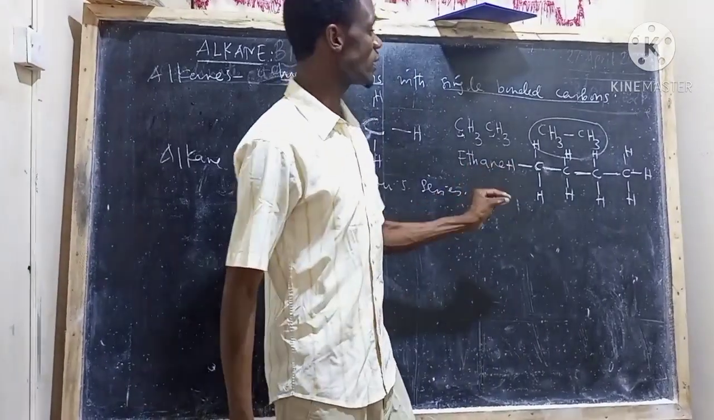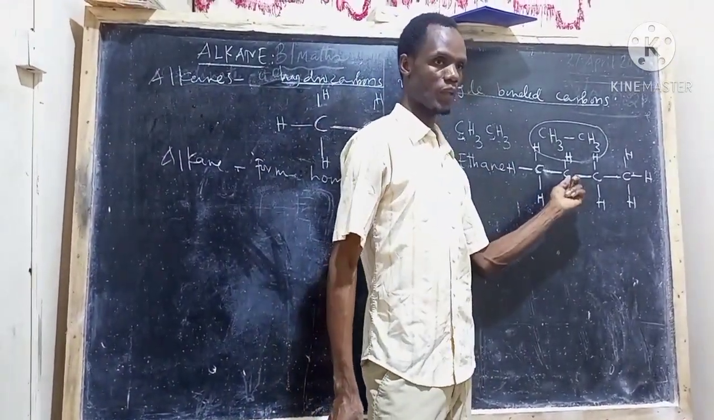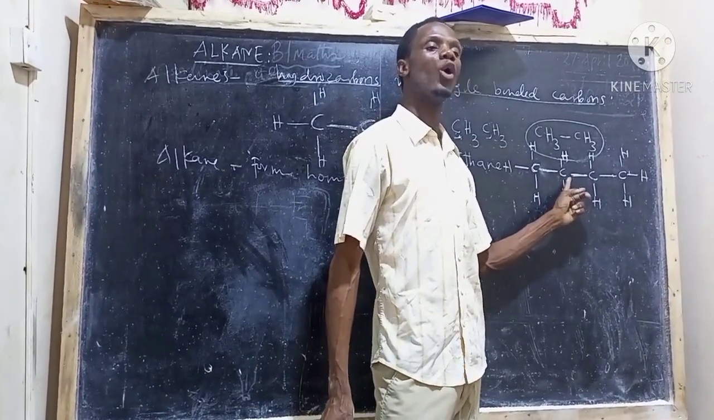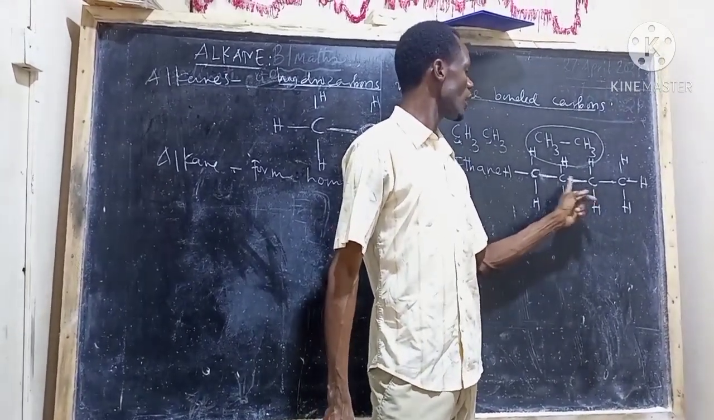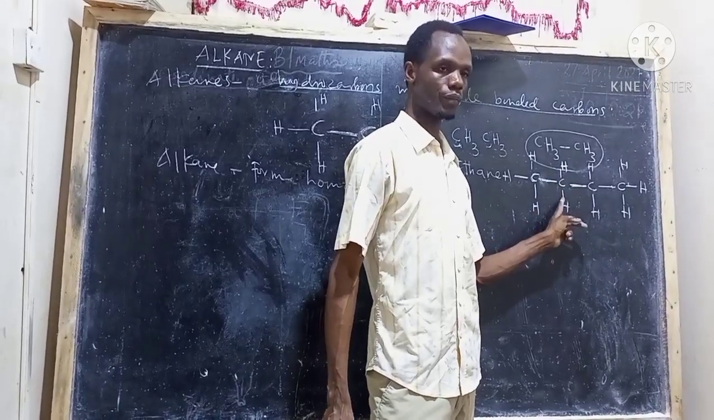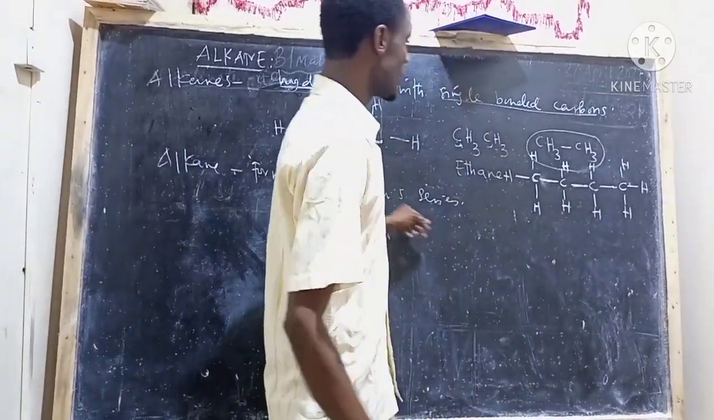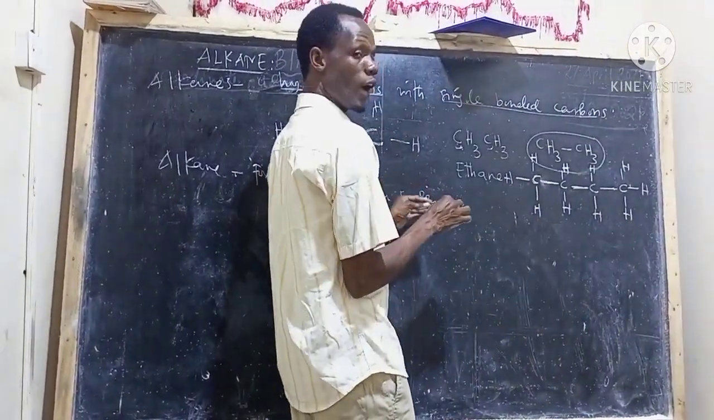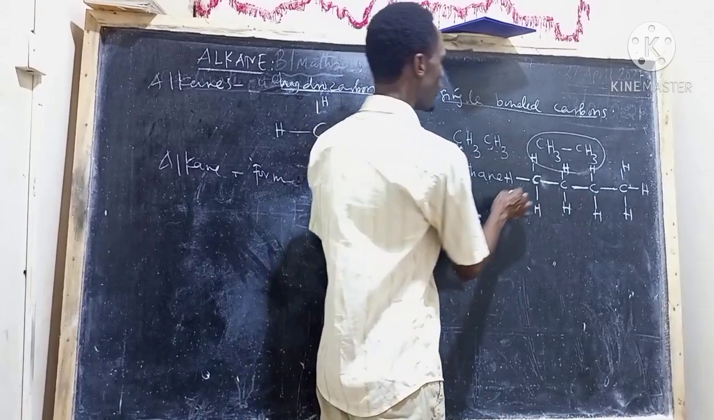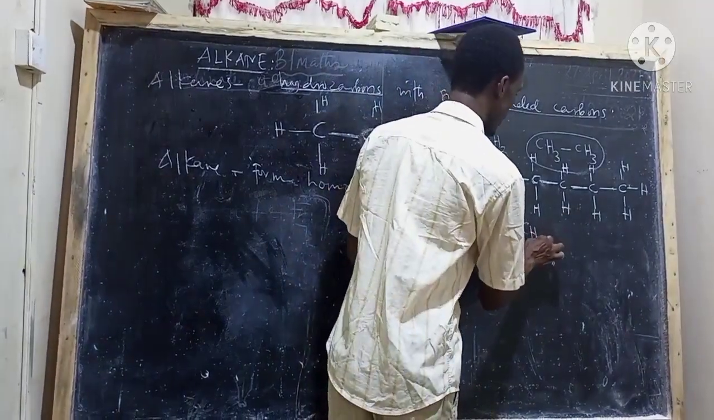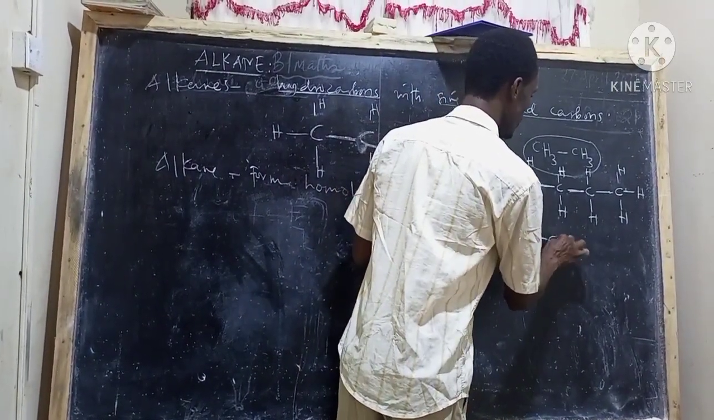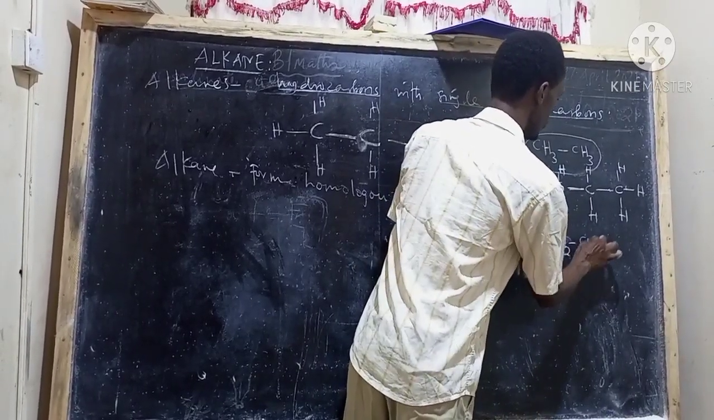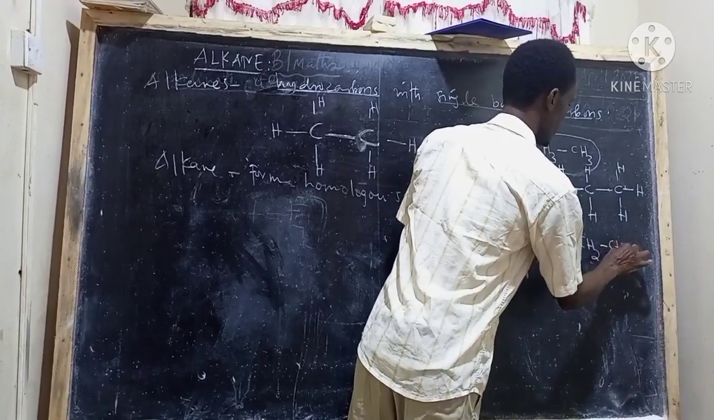Kwa lazima uzingatie, you have to consider kwamba this is a tetravalent element. Kwamba imeunganishwa na bondi nne. Kama imeunganishwa na mbili huku zilizobaki ni mbili. Therefore, this is an open structure formula. If now you want to make it a condensed structure formula, this is the CH3, then this is CH2, because there are two here, and then we have CH2, and then we have CH3.